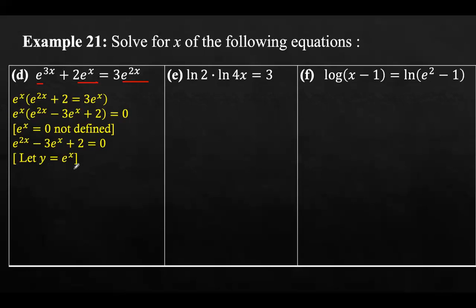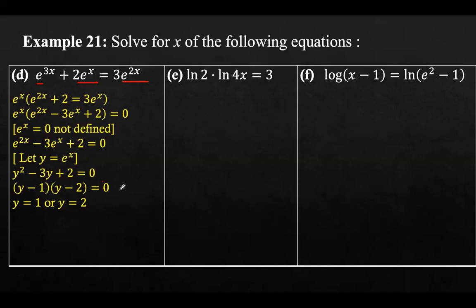So y equals e^x. e^(2x) actually is (e^x) to the power 2, so we can write y^2 minus 3y, because e^x is y, plus 2 equals 0. Then we factorize this part. You get (y minus 1)(y minus 2) equals 0 by using your calculator. Then you get y equals 1 and y equals 2.